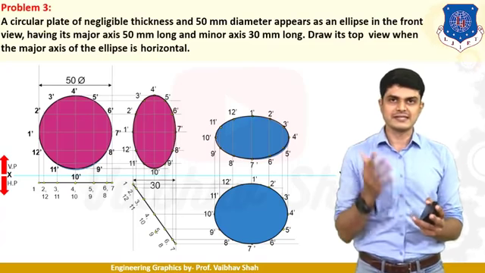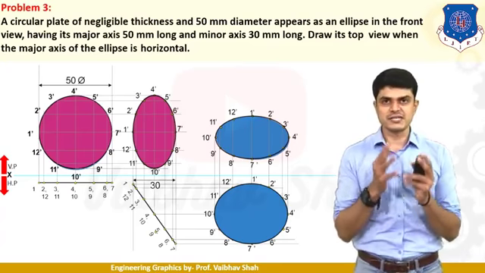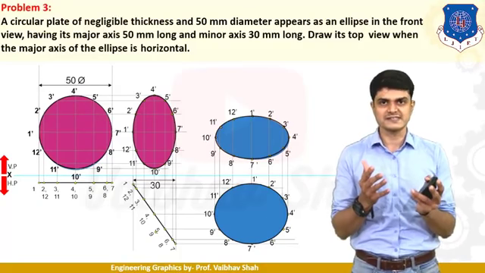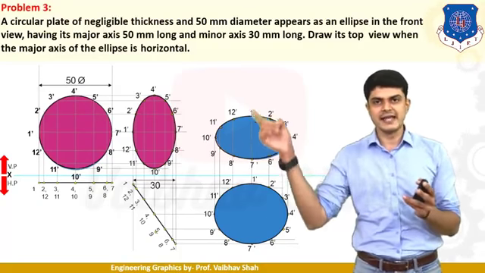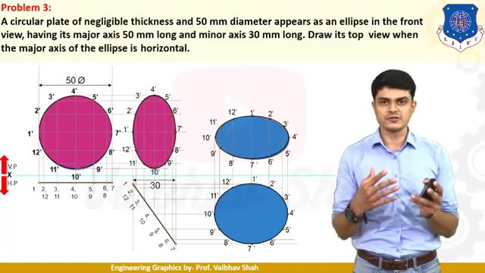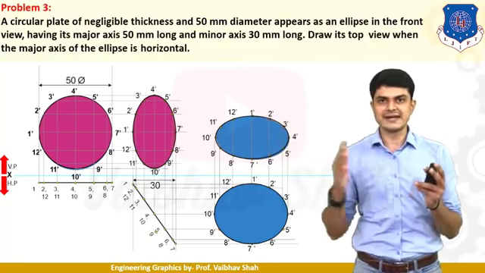After getting the ellipse, let us come to the last part. Draw its top view, where the major axis of the ellipse is horizontal. So now we need to make the major axis horizontal. What is the major axis here? We have two axes. First is 1 dash 7 dash, as you can see, and another is 4 dash 10 dash. Major axis means the longer axis, which is nothing but 4 dash 10 dash in our case.